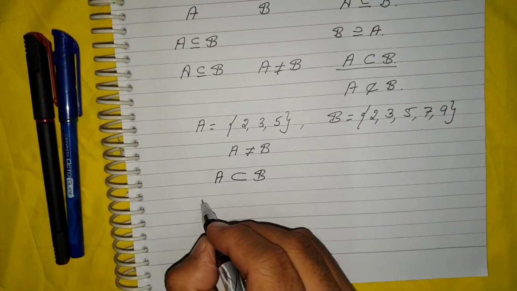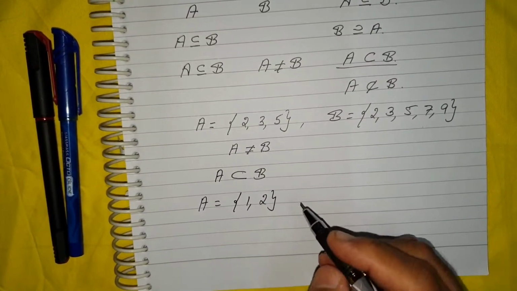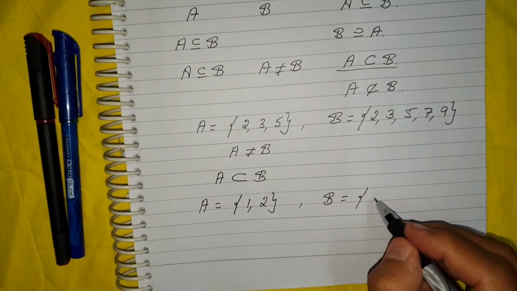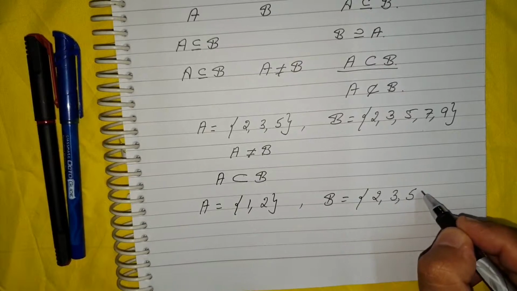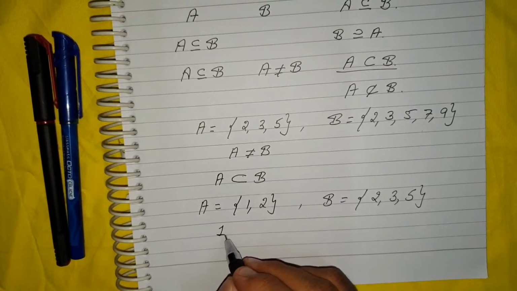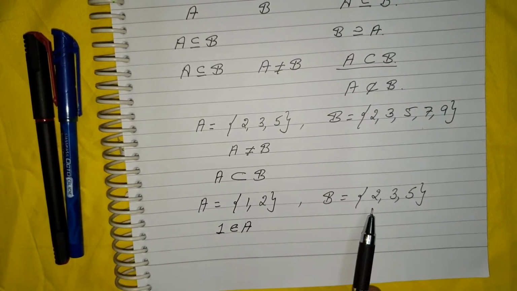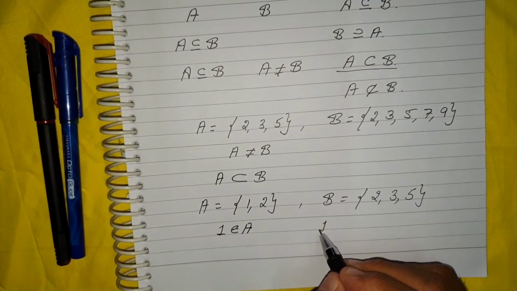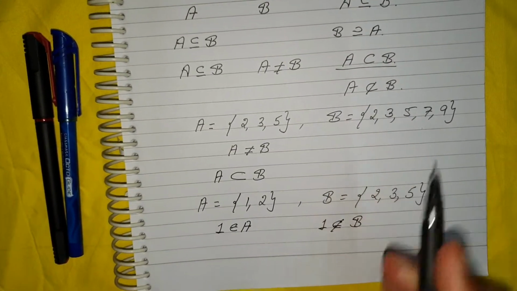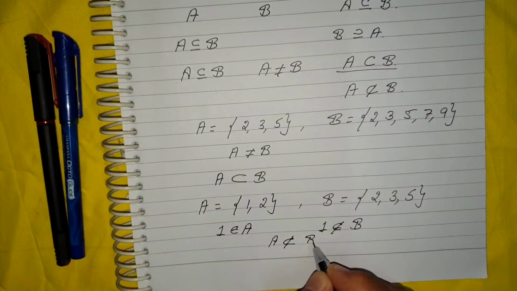We can take one more example. Take A as {1, 2} and B as {2, 3, 5}. Now we see that 1 belongs to A, but 1 does not belong to B. So again this applies: A is not a subset of B.